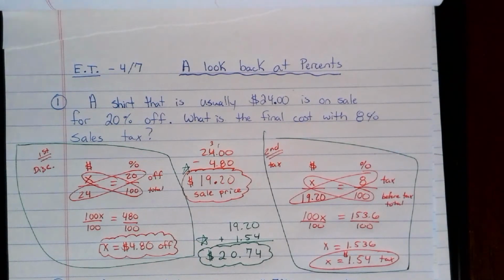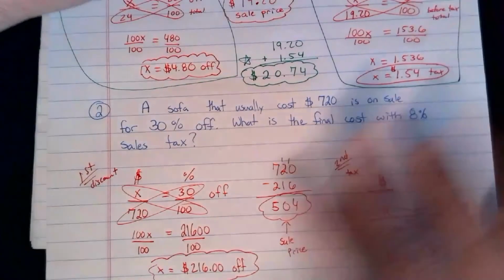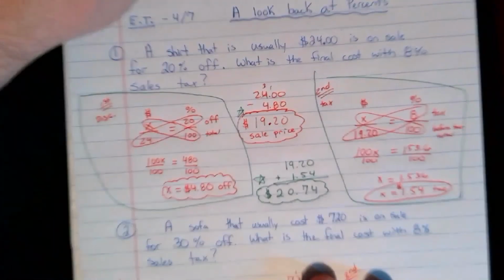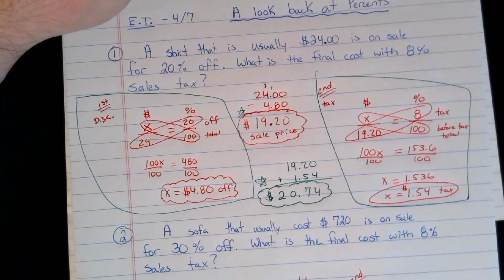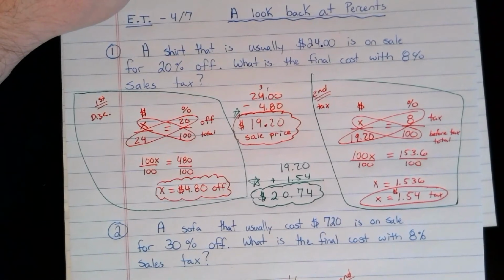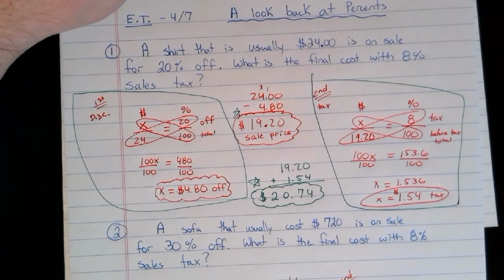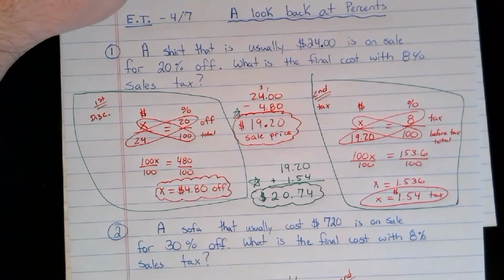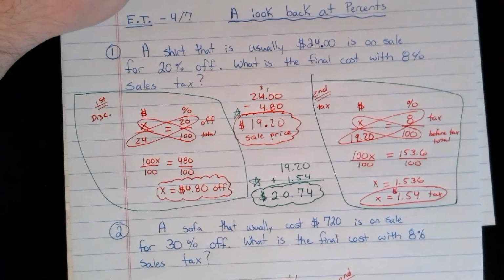Okay, so go ahead and take a couple minutes and try the second problem here, which you can see the answers of. You can pause the video. A sofa that usually costs $7.20 is on sale for 30% off. What's the final cost with 8% sales tax? Go ahead and pause the video and try that. Take a couple minutes. Okay, when you're back, we'll see how you did here.